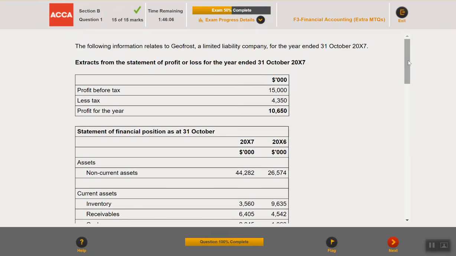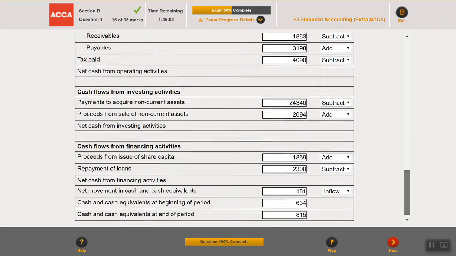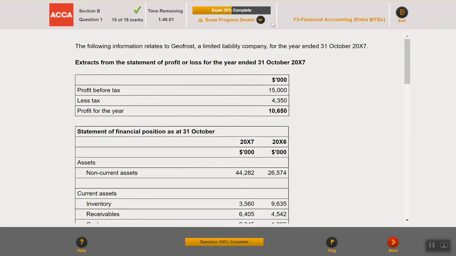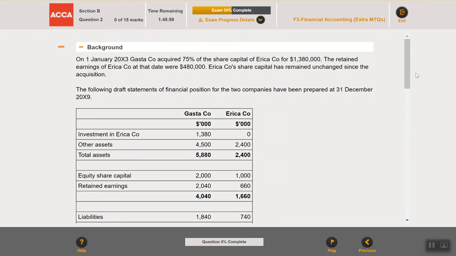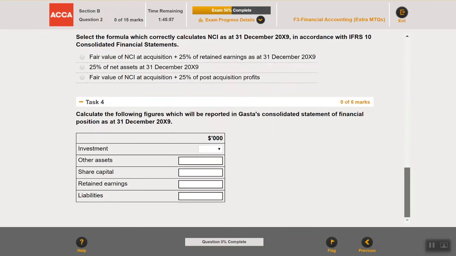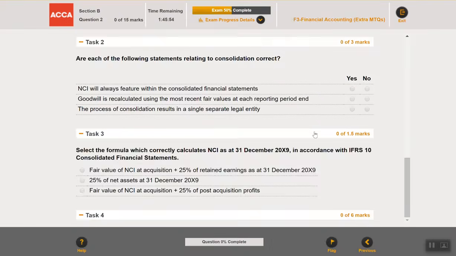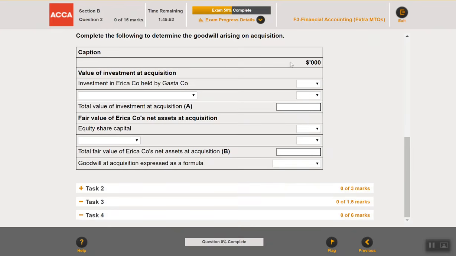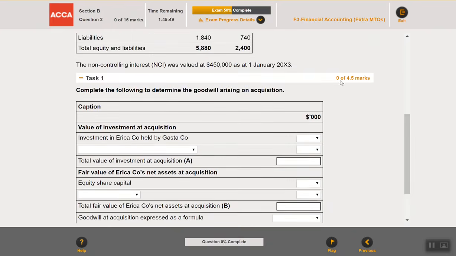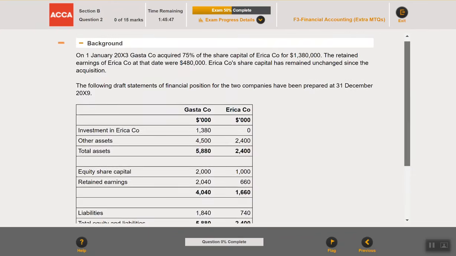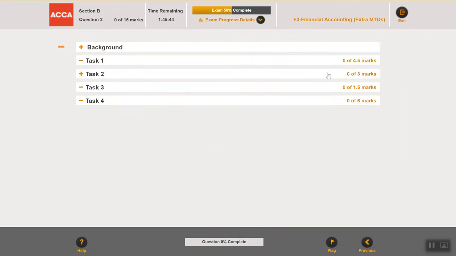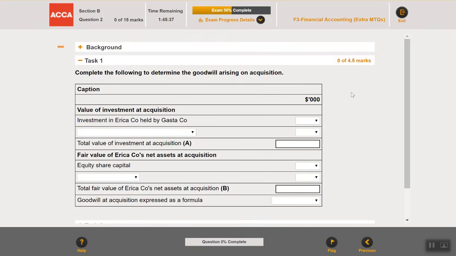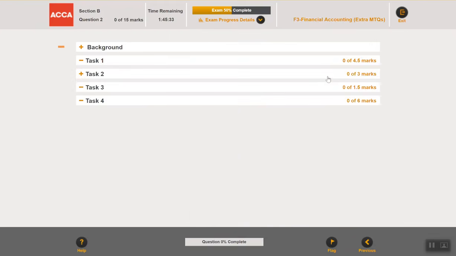Okay, let's attempt the second question, which is consolidation. So let's hide all the tasks. So we have 4 tasks here. We will search for the questions here that are general questions. So this doesn't seem like a general question. This seems a general question.